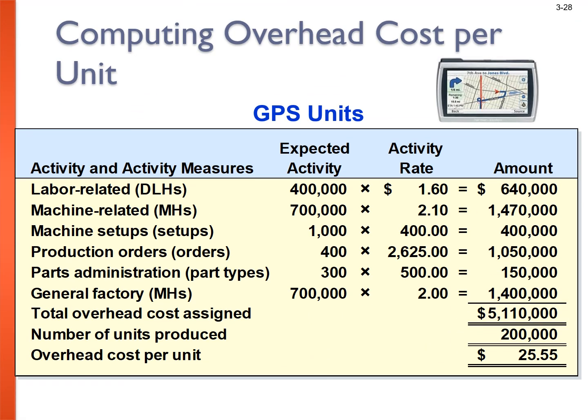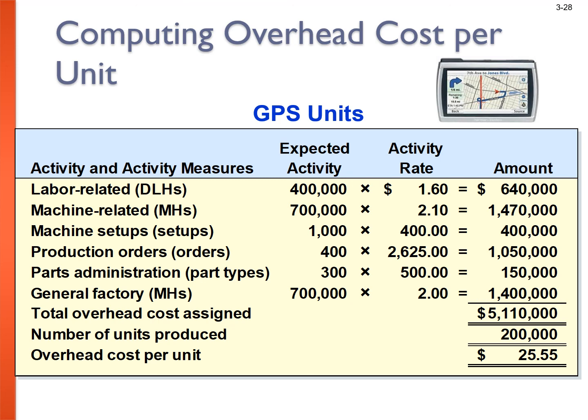We do the same with the GPS systems. Now remember, all we're doing here is allocating overhead. Direct labor and direct materials we could trace. But this is a different way of allocating overhead using activities. So you would do the same computation, but now using the activity level for the GPS units. Labor related, 400,000 times $1.60 that we figured out a couple slides ago. Machine related hours, 700,000 are expected for the GPS times $2.10 per hour, 1,470,000.